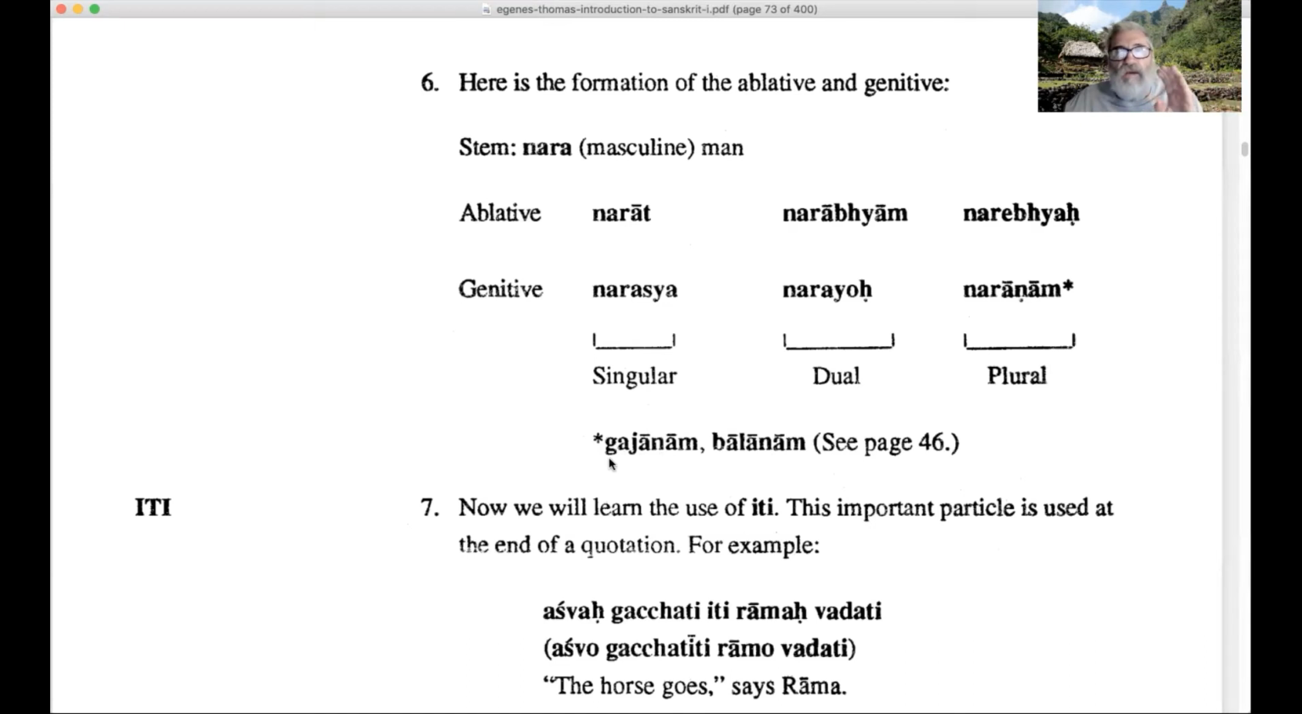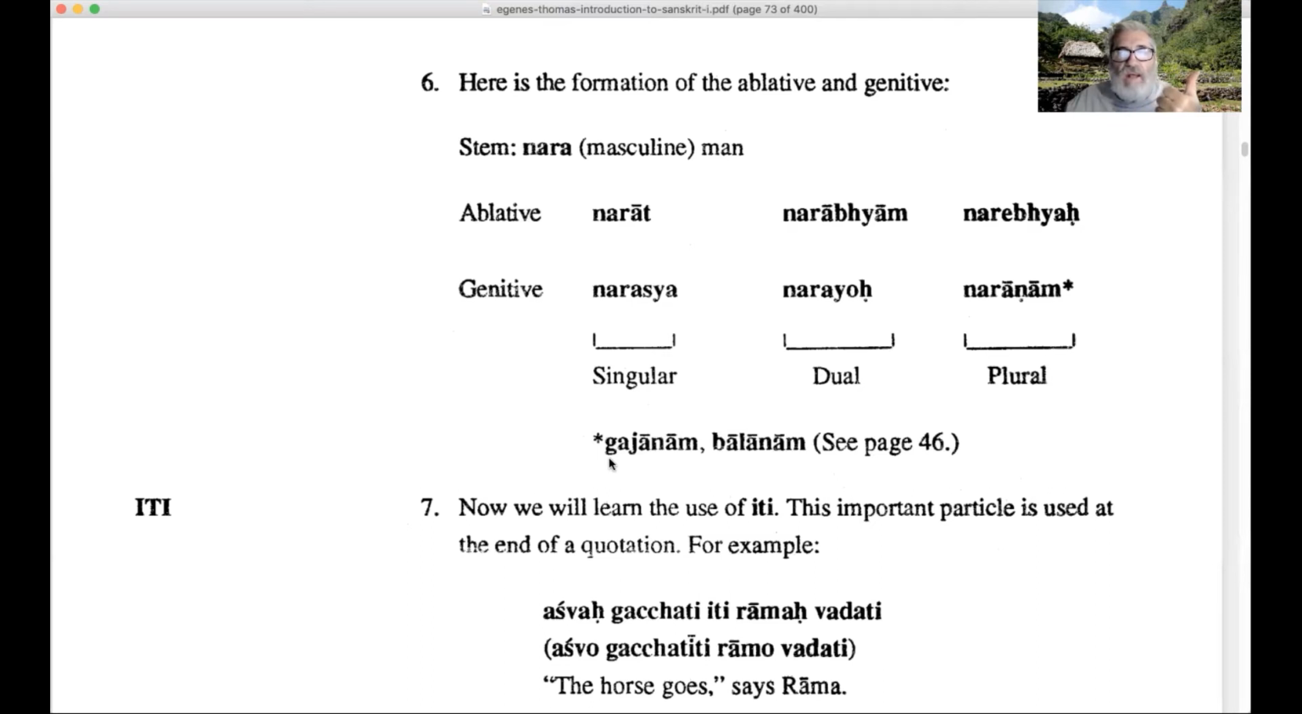Now let's have a look at all the cases that we've learned so far for the A-ending masculine noun nara, man. If we start with the nominative, or the prathama: nominative, accusative, instrumental, dative, ablative, and genitive. Here they are in order: naraha, narao, naraha, naram, narao, naran, narena, narabhyam, narahi, naraya, narabhyam, narebhyaha. And now we get narasya, narayoho, naranam. So we've declined that up to the sixth case.